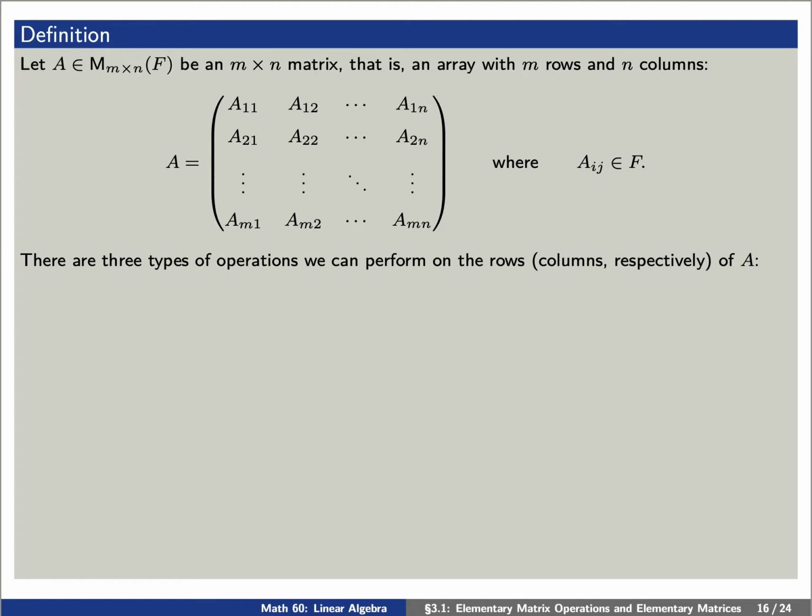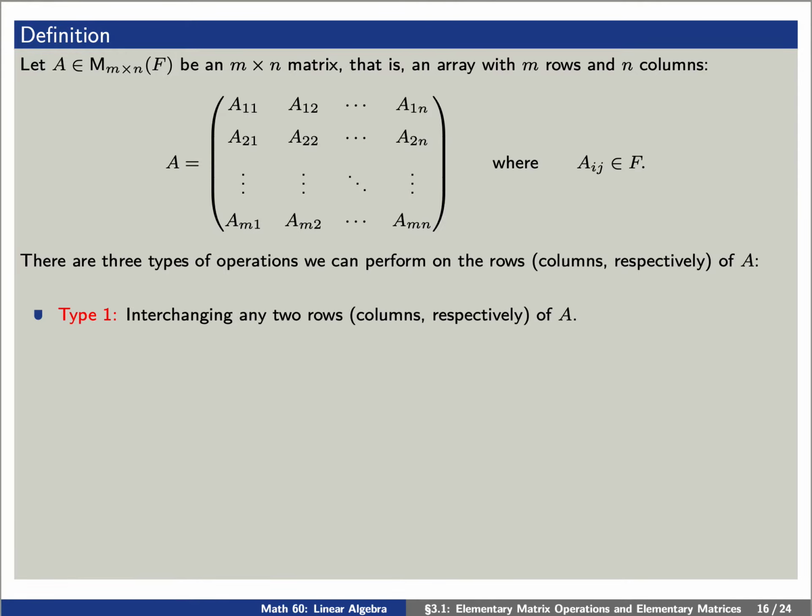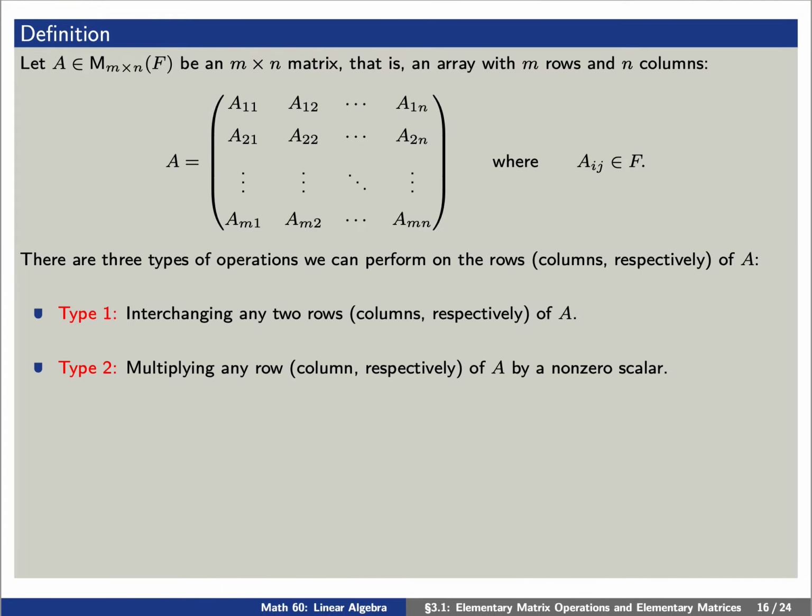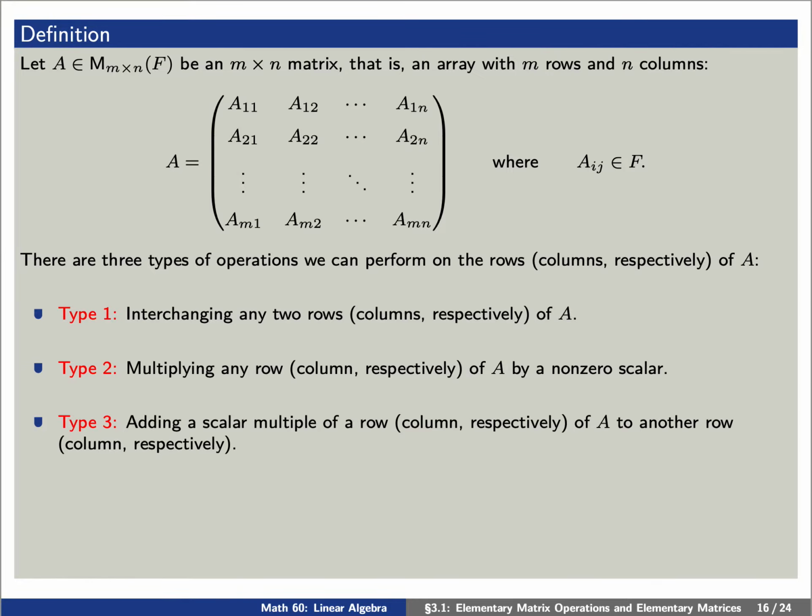Say that we have an m by n matrix. That is an array with m rows and n columns. Remember that rows move left to right and columns move top to bottom. There are three types of operations that we can perform on these rows. First are type 1. We can interchange any two rows. Second is type 2. We can multiply any row by a non-zero scalar. Third is type 3. We can add a scalar multiple of any row to another row.